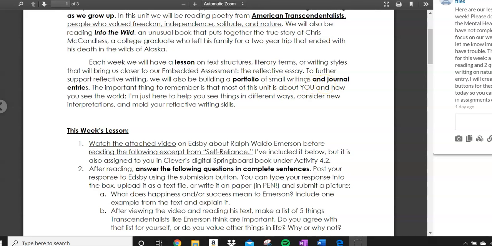Also, it's just a good idea to keep a journal during this period of time because you guys are literally making history. You are making all of these things happen and you're recording them. It's a great time to be alive and also a terrible time to be alive. And that's what the Transcendentalists talked about.